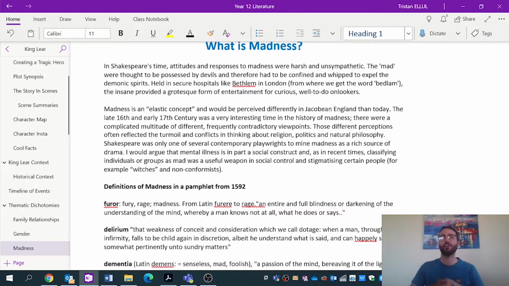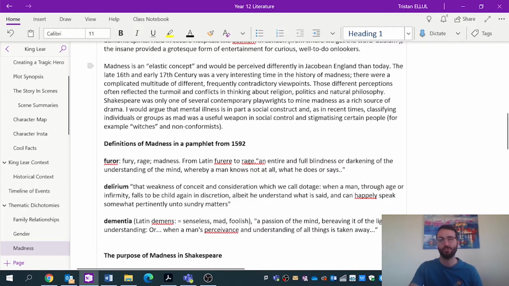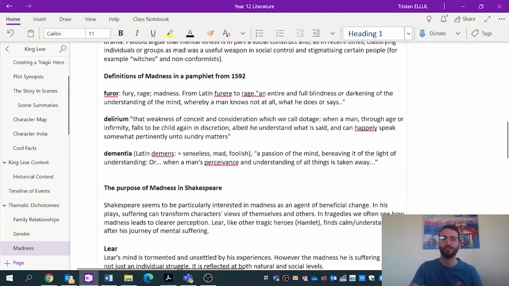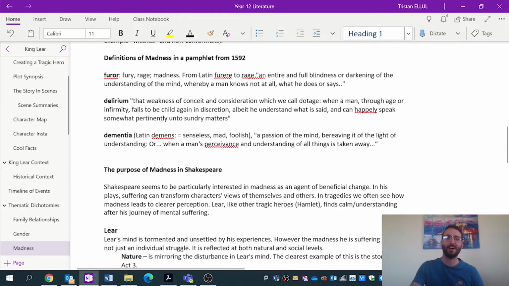But again, it's that rich source of information, as madness was used as a weapon in social control and stigmatizing certain people, for example, witches and nonconformists. So it links to those ideas too. And there's a couple of these definitions of madness that I took from a pamphlet from 1592.